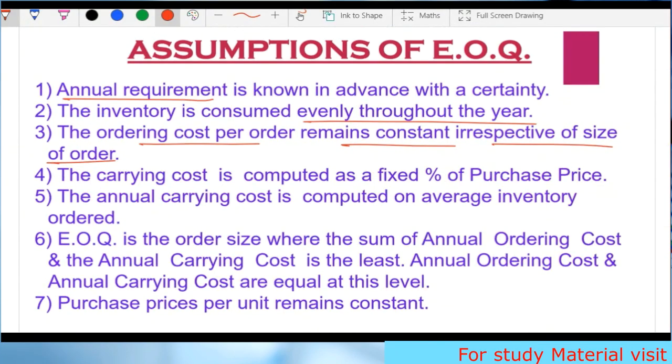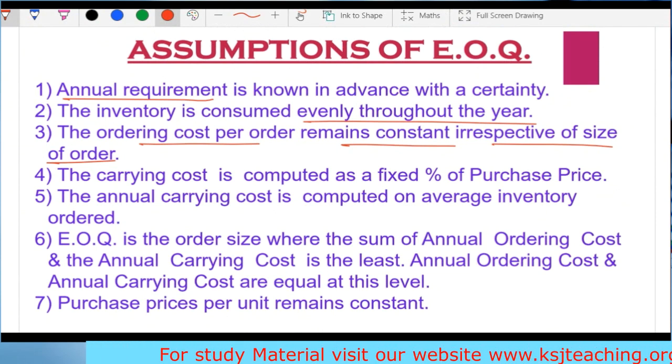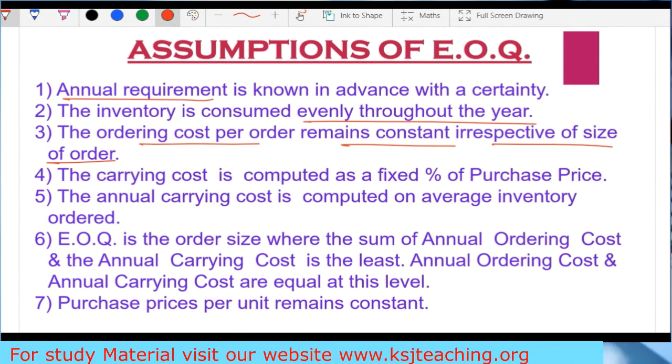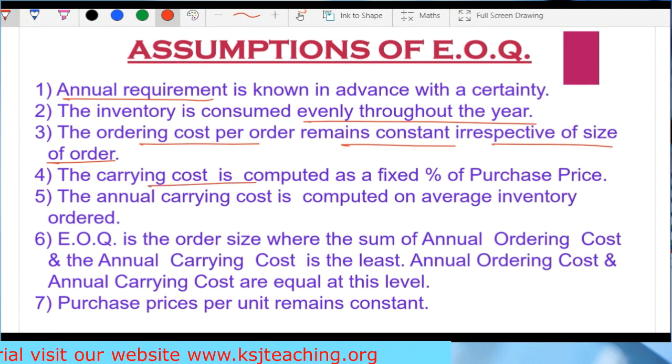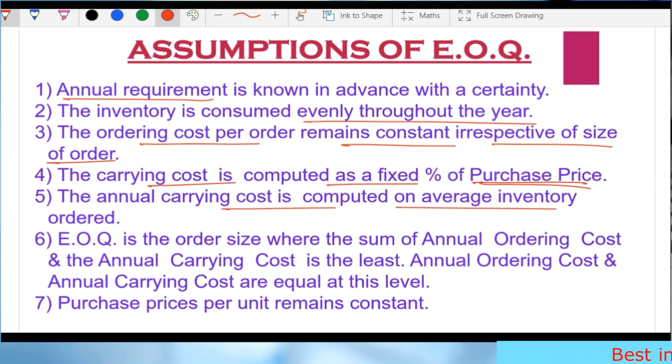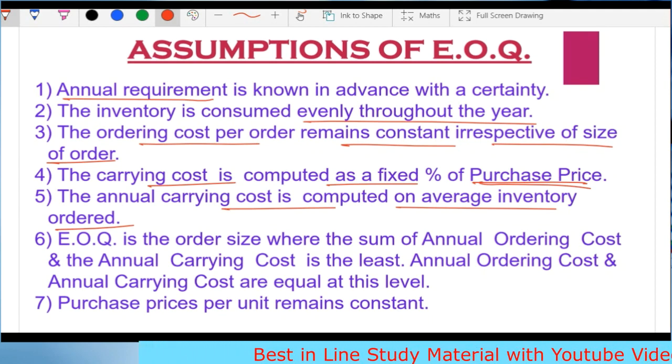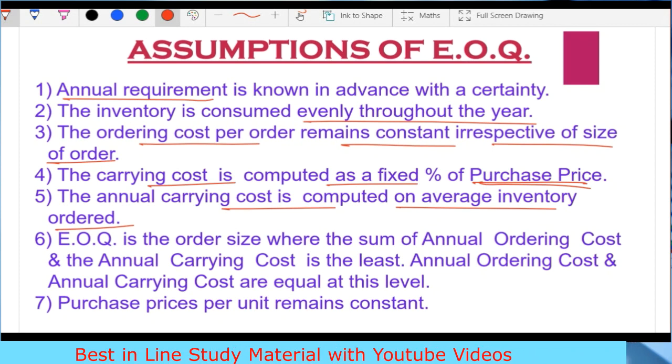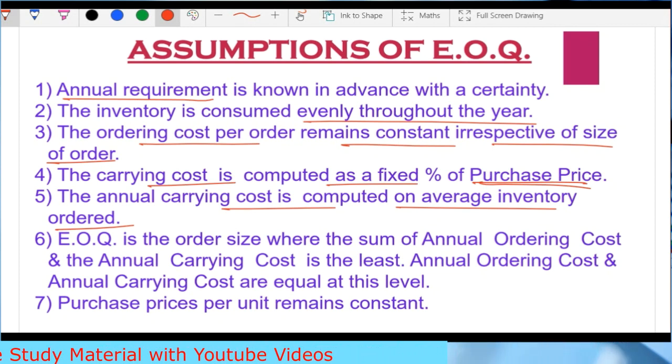So it says the fuel cost will remain constant irrespective of whether you bring 1 kg, 2 kg, 4 kg, or 5 kg. Obviously, sir, it will not depend upon the quantity. The carrying cost is computed as a fixed percentage of the purchase price. The annual carrying cost is computed on the average inventory ordered. I'll come to this. These are just assumptions, not much relevant from the examination point of view, and they are not going to be asked in the examination, okay?